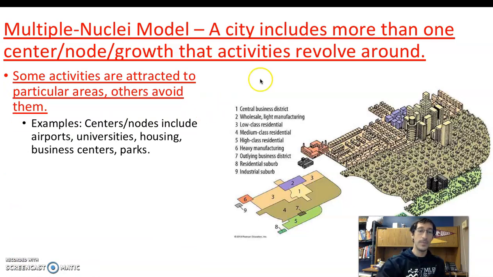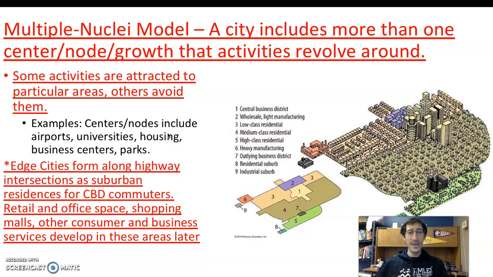All right. So examples of the centers or nodes that you would find within a given city would be airports, universities, housing, business centers, parks. Typically, there's not a whole lot of overlap where you find an airport next to a park, but universities will be very close to housing and oftentimes be close to business centers. Think about what's around the University of Minnesota and what's not around there.